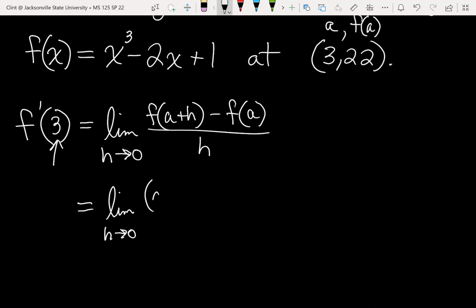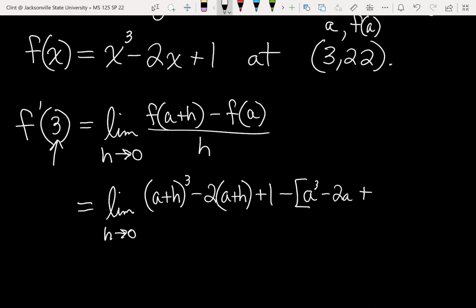So we're going to have, for f of a plus h, that's a plus h cubed, sorry about that, minus 2 times a plus h plus 1, minus big bracket, well, f of a will have a cubed minus 2a plus 1, all over h.